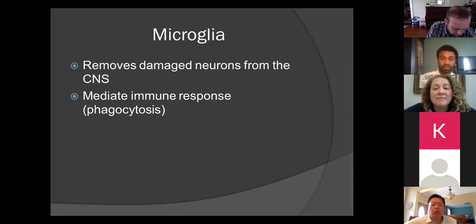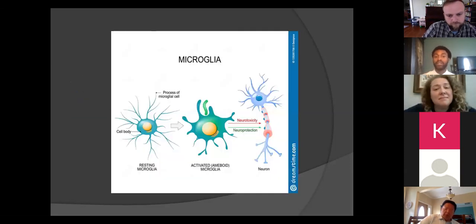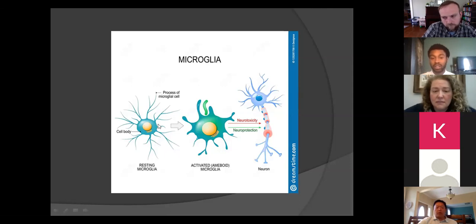Now moving into microglia. Microglia are cells that live in your central nervous system. What they do is remove damaged neurons from the central nervous system, and they mediate the immune response by phagocytosis. In this picture, you can see a resting microglia, and when it gets activated through neuroinflammation, it loses its dendrites and doesn't have as much communication going on between the cells.